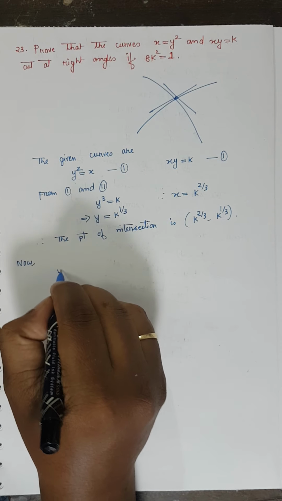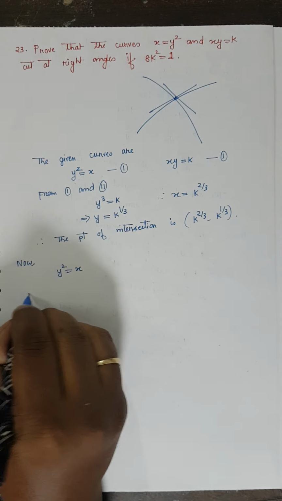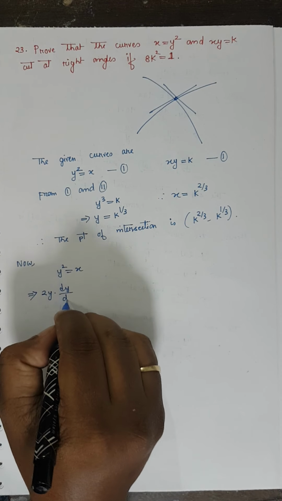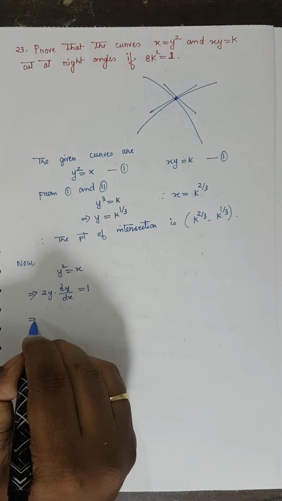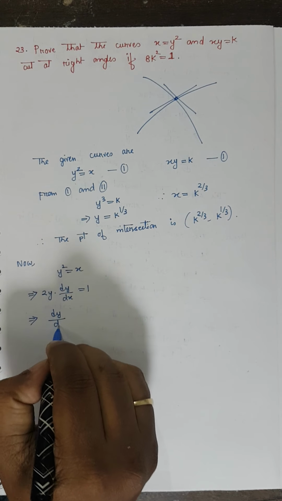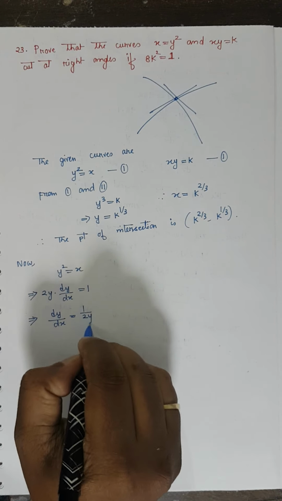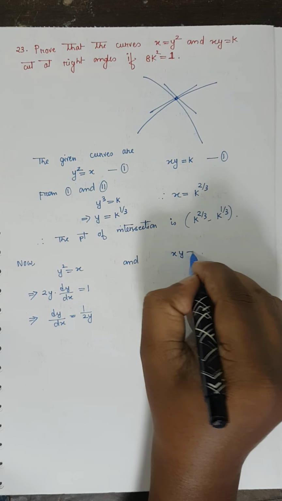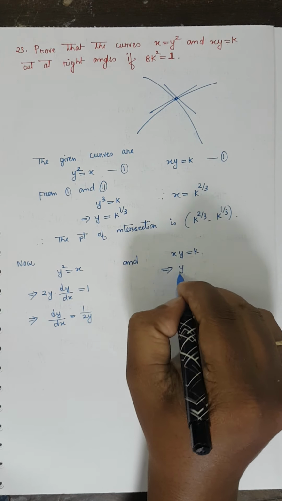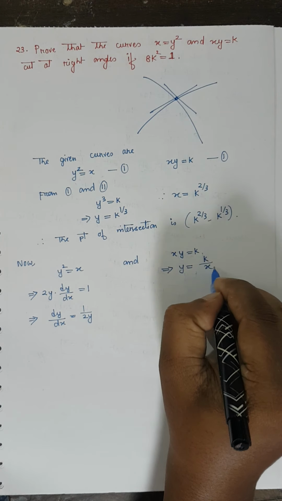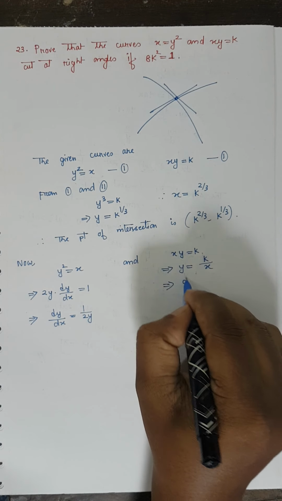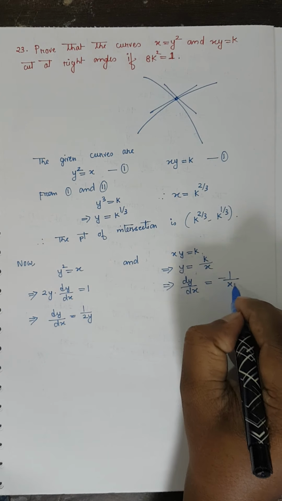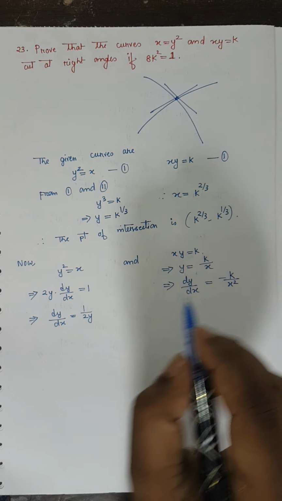So you're given that y square is equal to x. If I differentiate with respect to x, I'll get twice y into dy by dx is equal to 1. That means the value of dy by dx is equal to 1 by twice y, and this is xy equal to k. So if I write y in terms of x, it will be k by x. Now differentiate 1 by x with respect to x, we'll get minus of 1 by x square. So k gets multiplied, so minus k by x square.